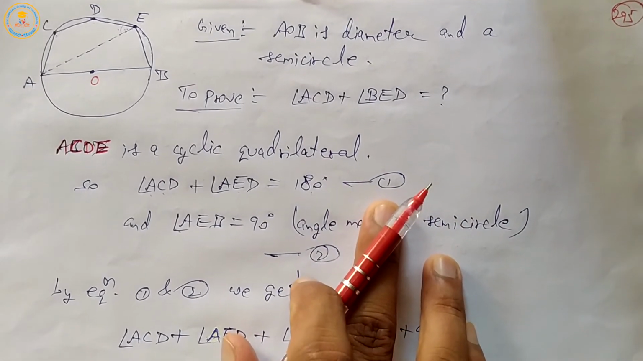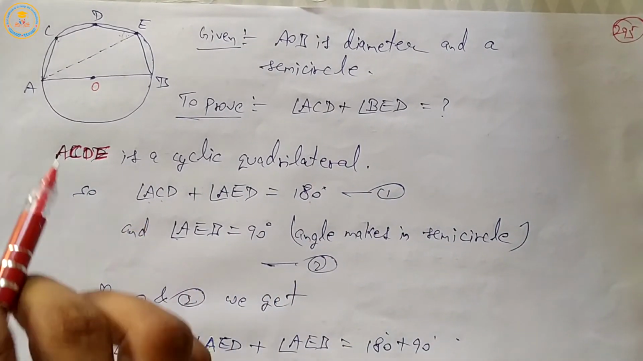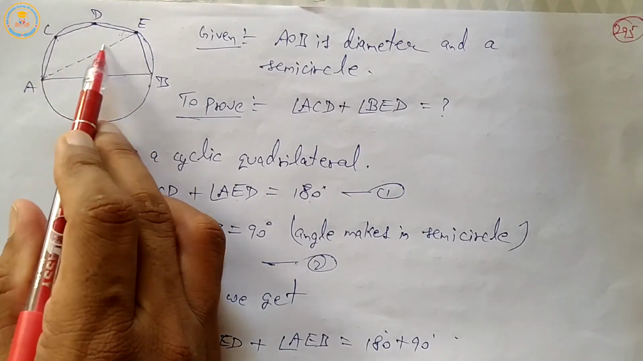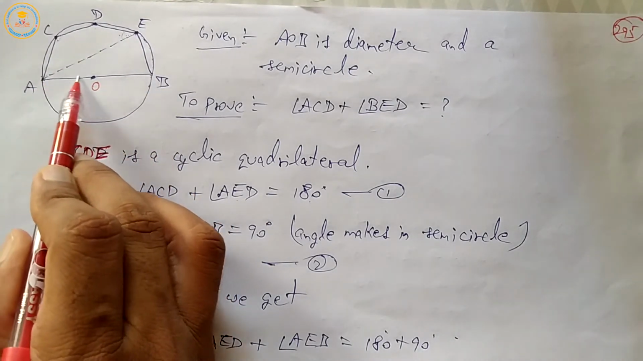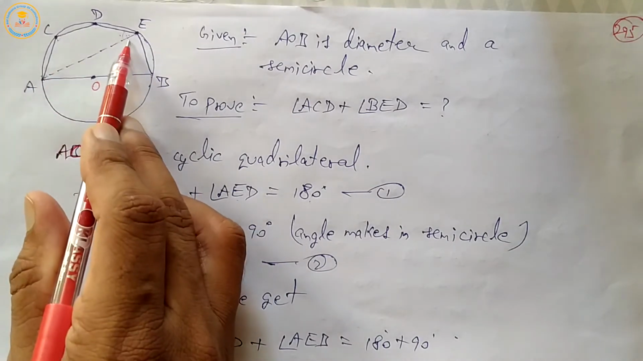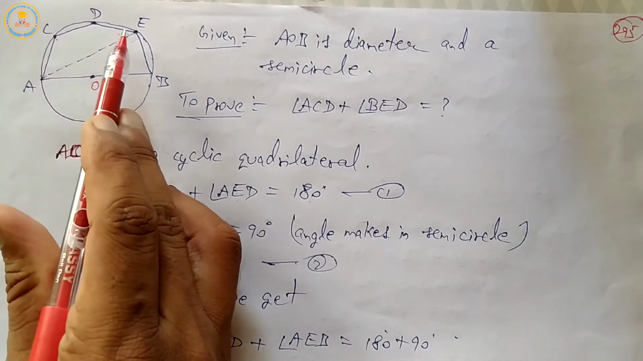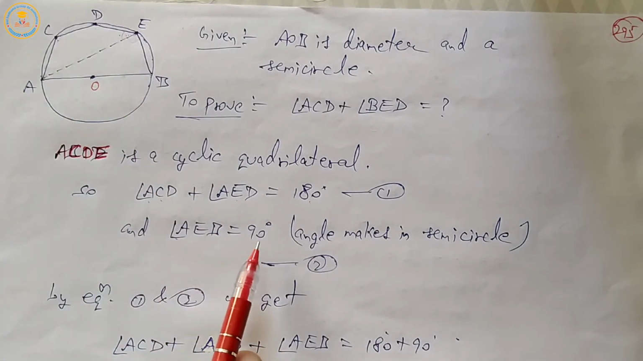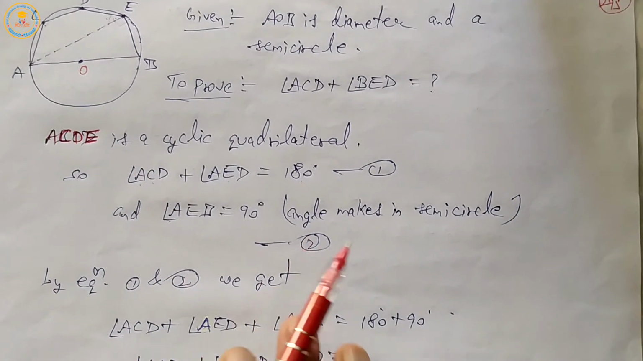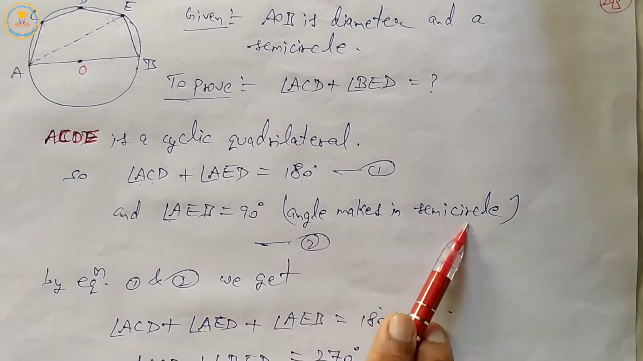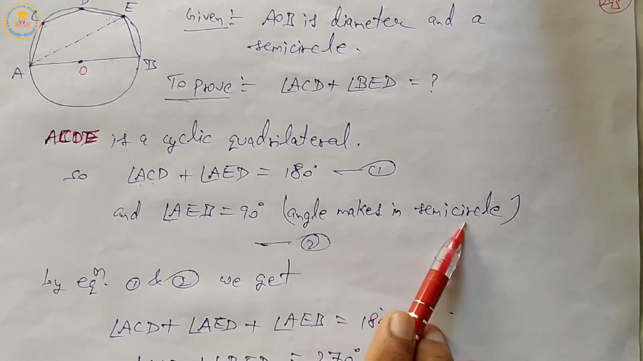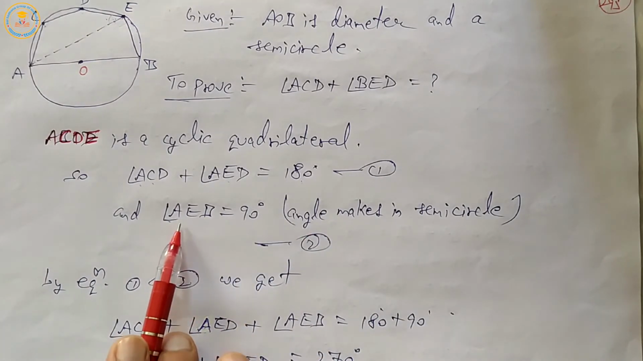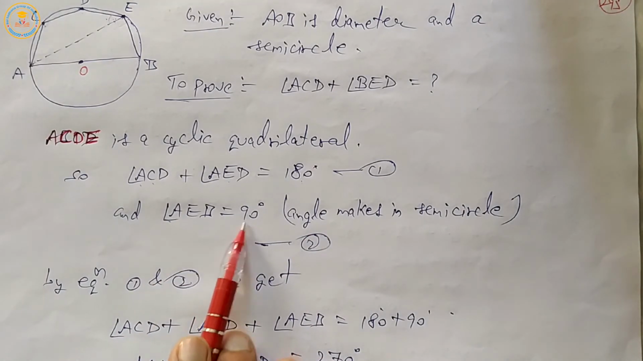Equation first. And in this triangle AEB, the angle made in a semicircle is 90 degrees. Therefore AEB equals 90 degrees. Why? Because the angle made in a semicircle is a right angle. So AEB is 90 degrees.